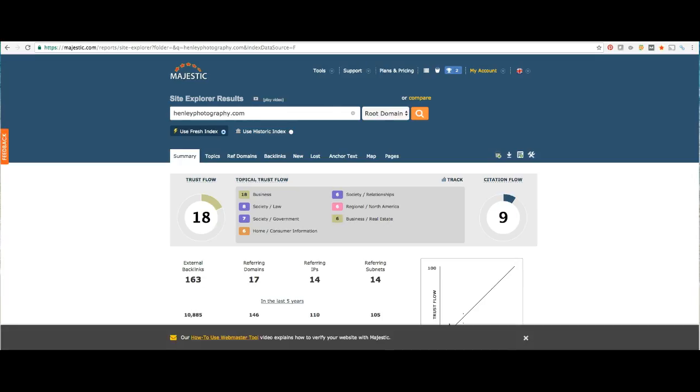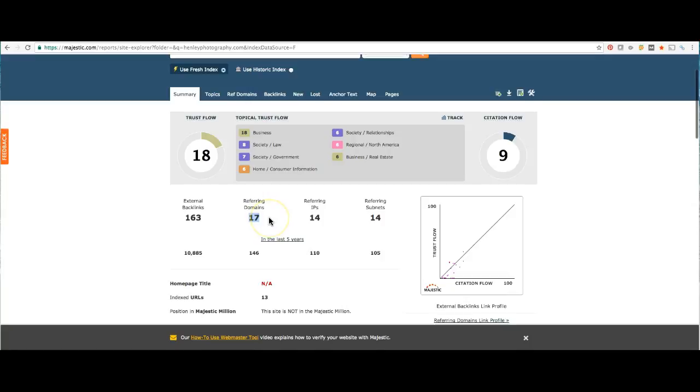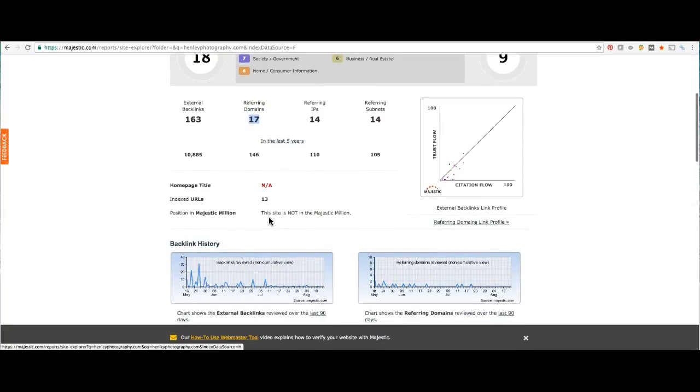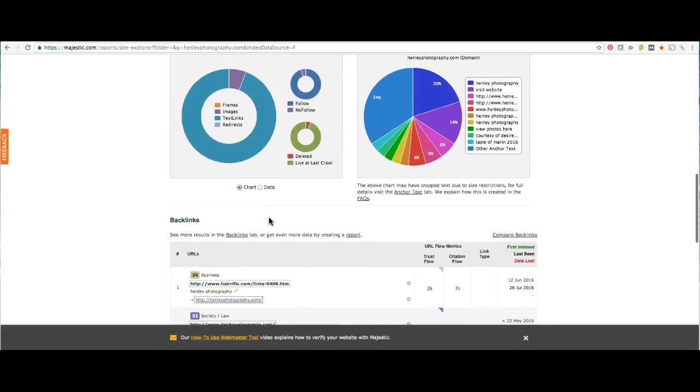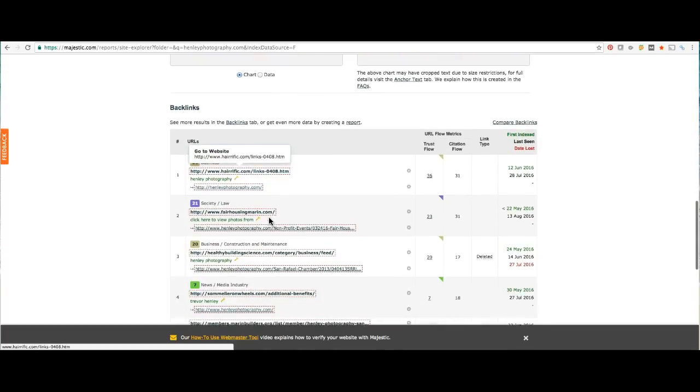interestingly, his trust flow is at 18. He's got 163 backlinks. Now that's definitely a lot more, from 17 referring domains. And again, if you look at where he's getting his links from, these are trustworthy sites. At least these 3 sites here: Fair housing, again something to do with Marin County, and healthy building science.